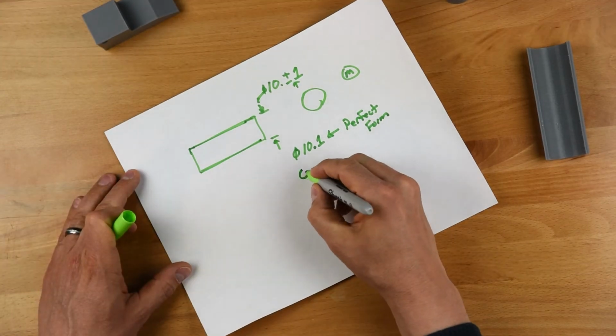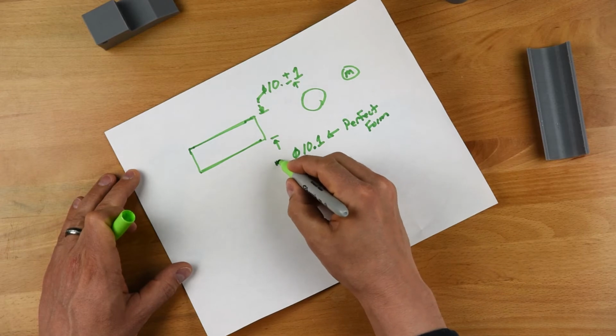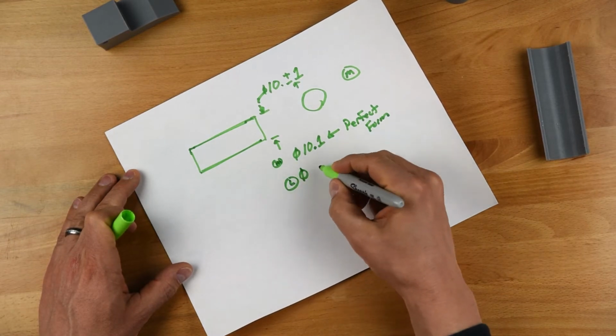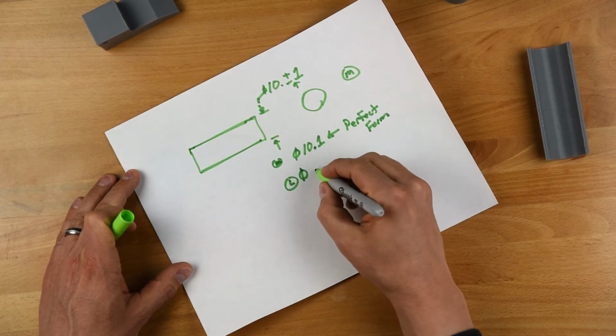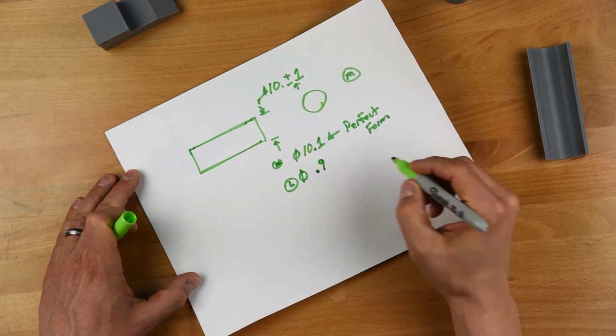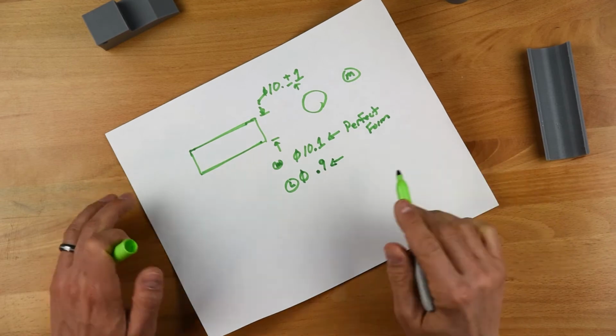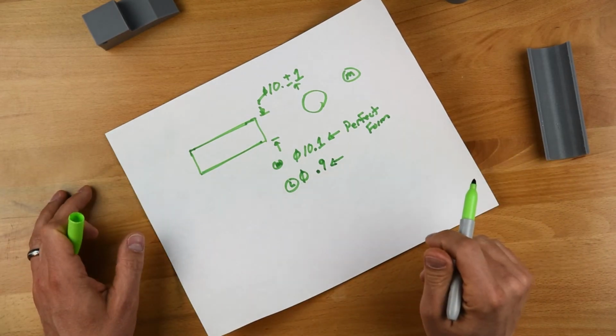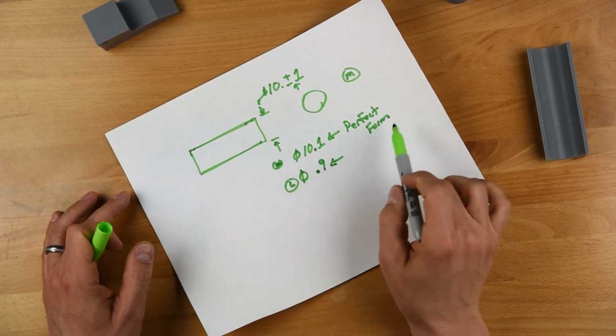Now, least material condition, remember what that is. It is the smallest part. So what's that going to be? That's going to be a 0.9. We have no requirements for perfect form, but we do still have to fit inside this envelope.